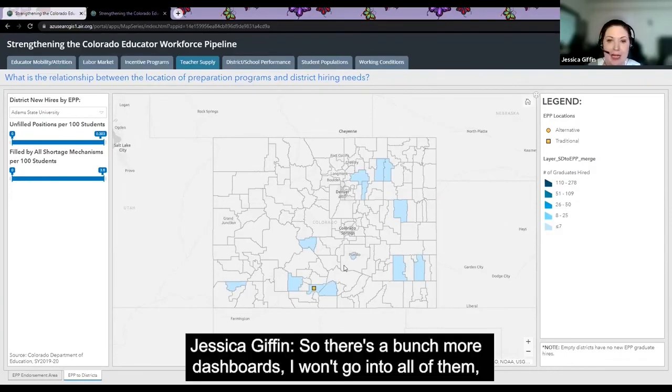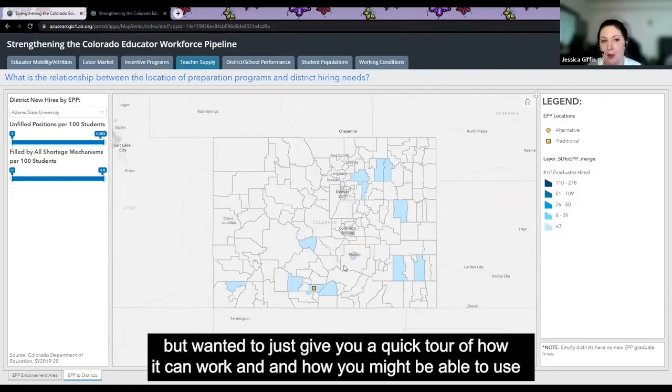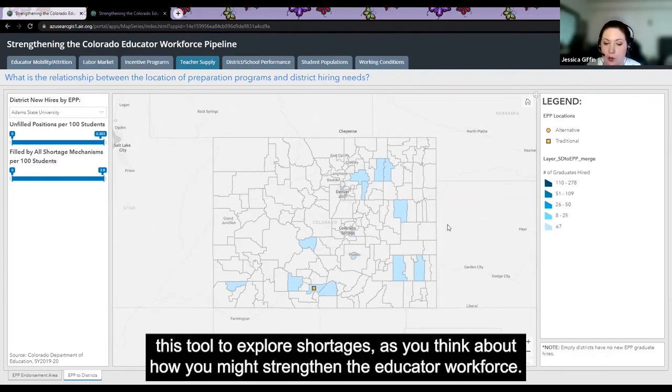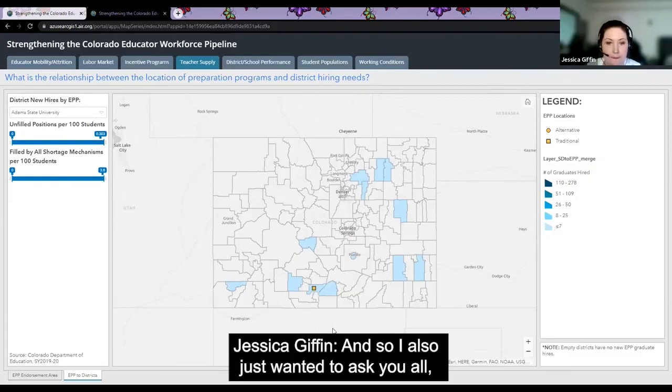So there's a bunch more dashboards. I won't go into all of them, but wanted to just give you a quick tour of how it can work and how you might be able to use this tool to explore shortages as you think about how you might strengthen the educator workforce.